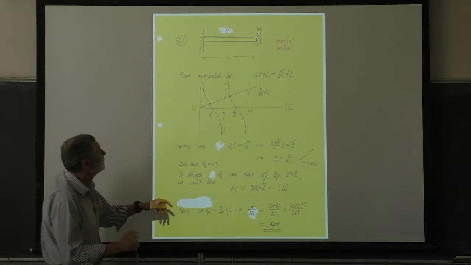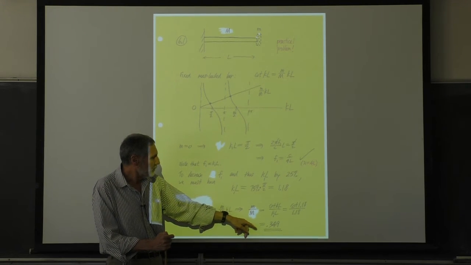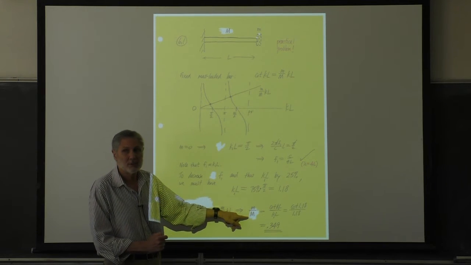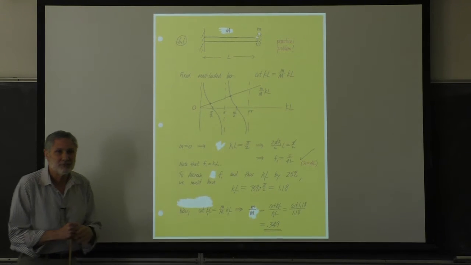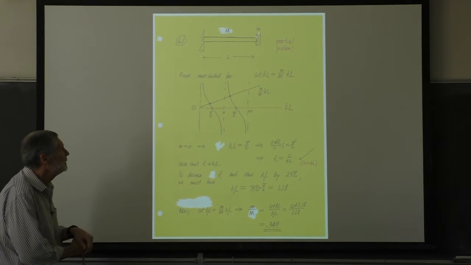So the mass you need to add to the end here is going to be 0.345 times the mass of the bar to give you that lowering of the resonance frequency by 25%. Okay, any questions? And again, it's interesting, and it is practical.